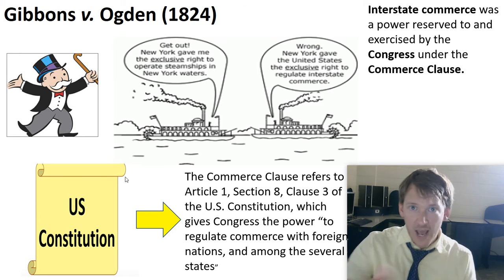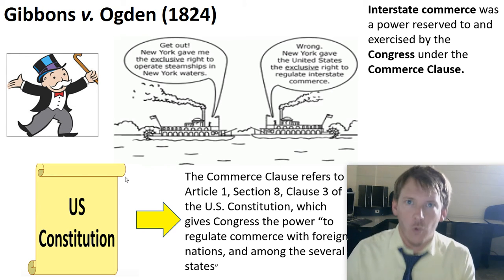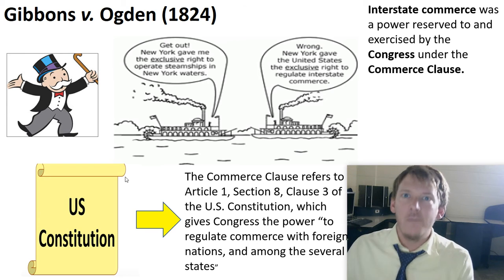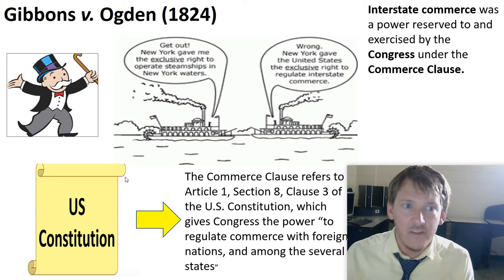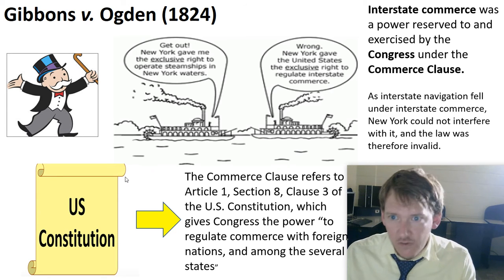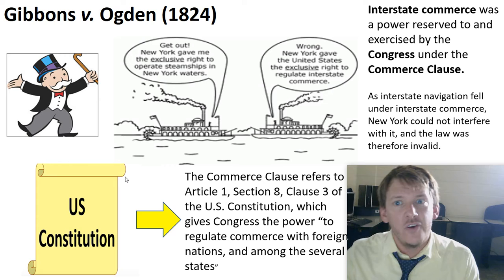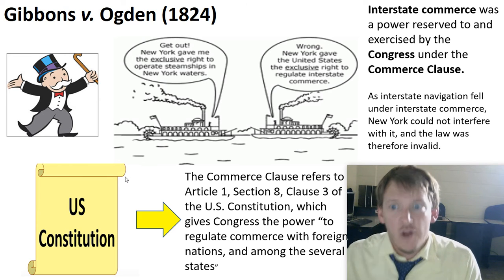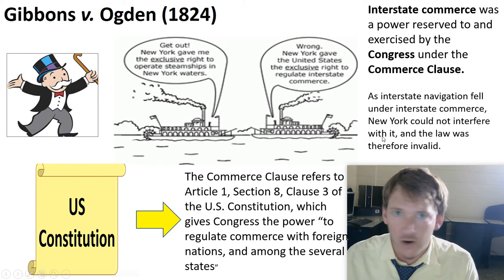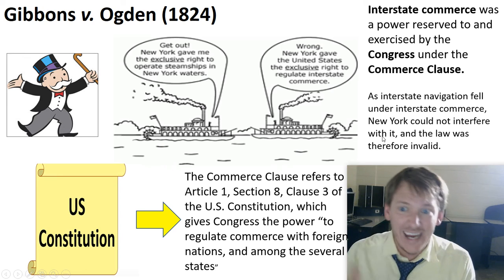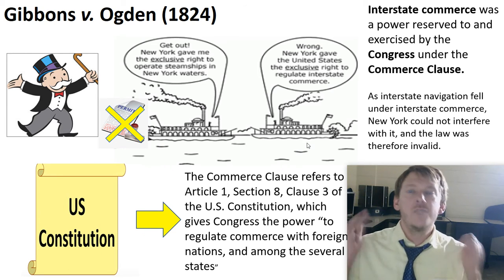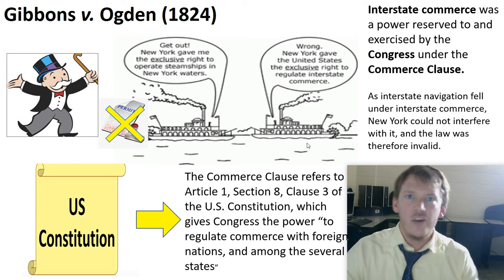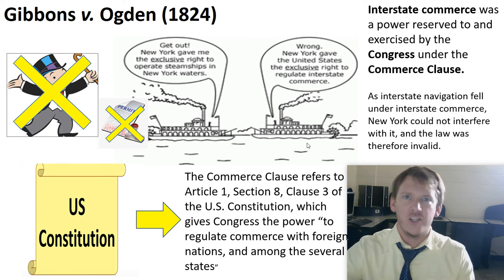So all the laws dealing with the New York waterways have to be made by Congress. It's their power. The Constitution gave that power to Congress, not the individual states. Therefore, interstate navigation fell under the federal government. New York could not interfere. This is not New York's power. They cannot give these permits. And so, boom, Ogden's permit is invalid. It's thrown away. He no longer has a monopoly. Anyone can ship goods in and out.